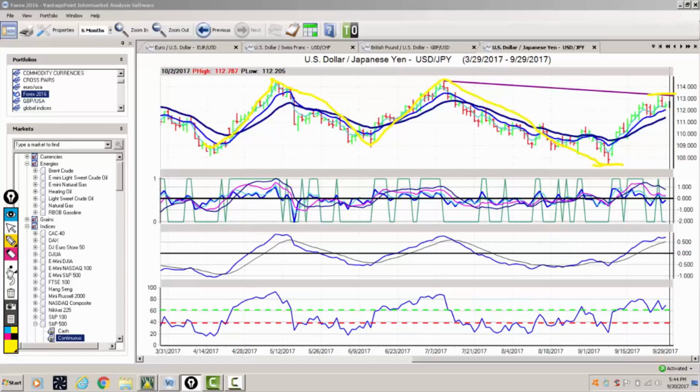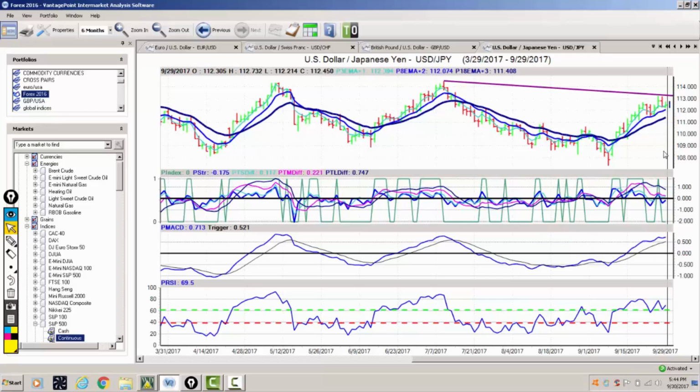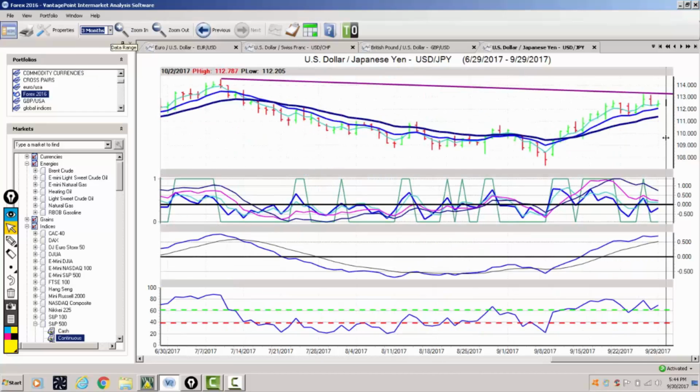So 113.50 is a big level for next week, and selling into that area is reasonable based around these indicators from VantagePoint. Now, when I bring this back to our 3 month time frame so everybody can see this, once again, you can see that we're above the 111.40 area. That is the critical VantagePoint 18-day predicted moving average.